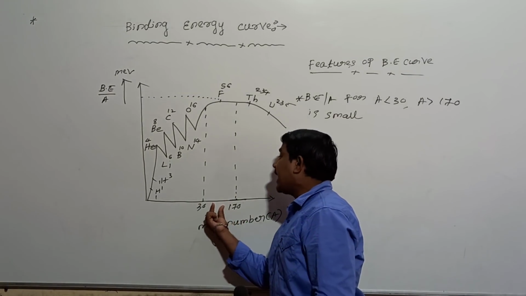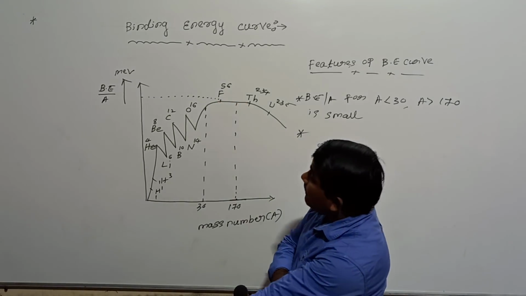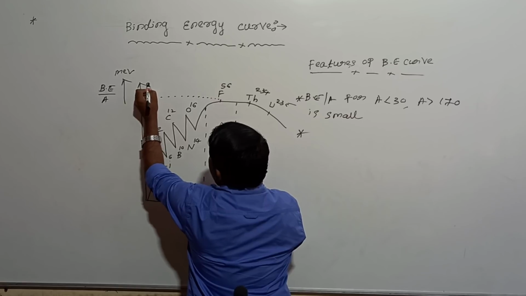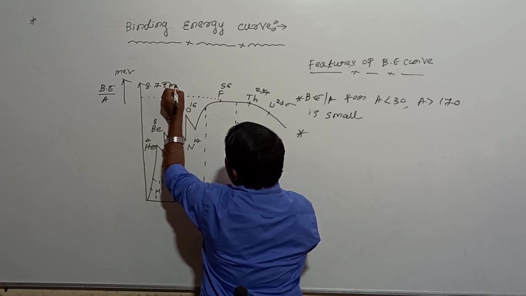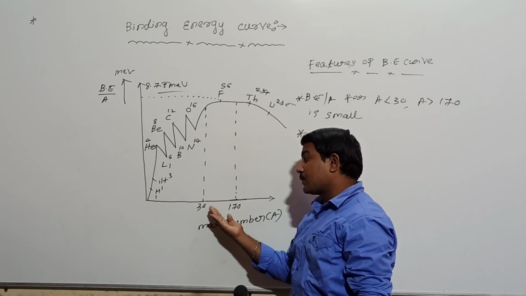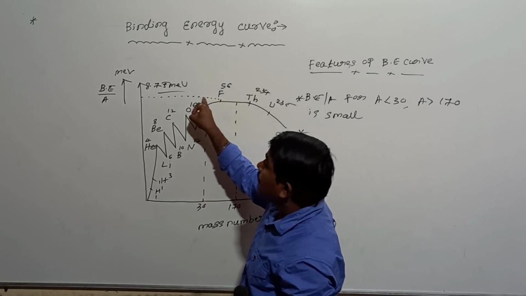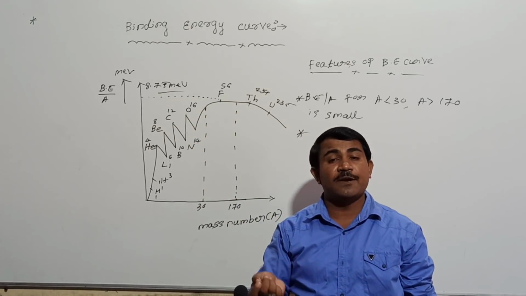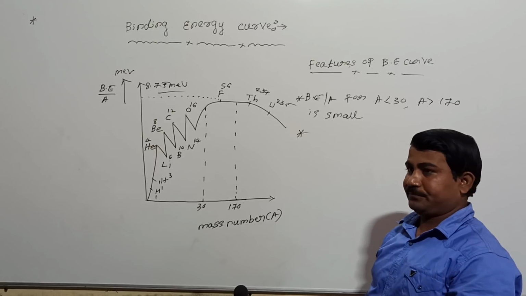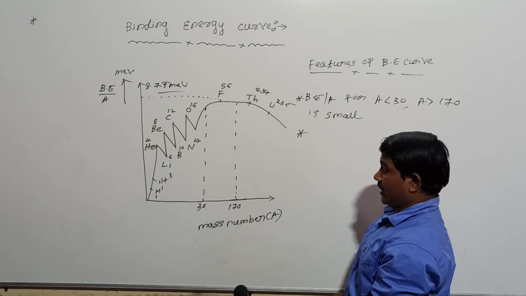Among all these elements, iron has the mass number 56 and it has a binding energy of 8.75 megaelectron volt. Out of all these elements whose mass number lies from 30 to 170, iron has the most binding energy, hence iron is the most stable element. This is the third feature. Then the fourth one.